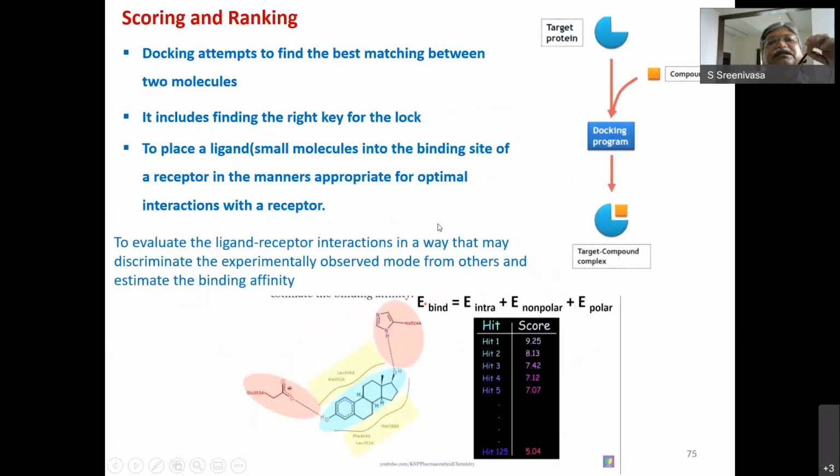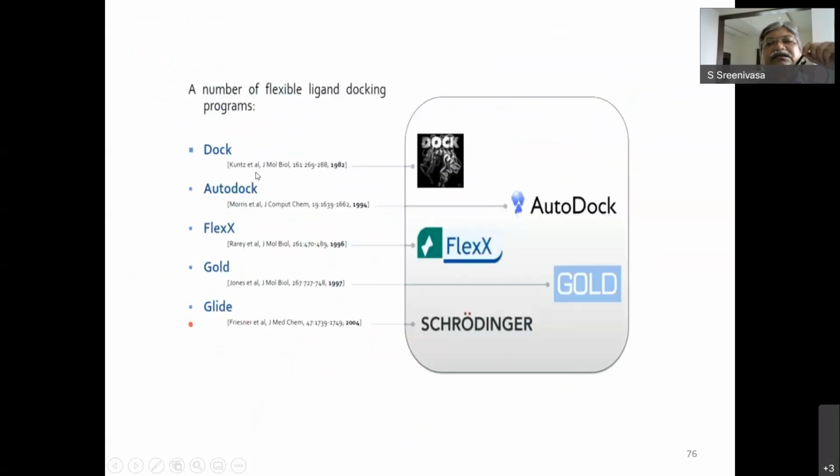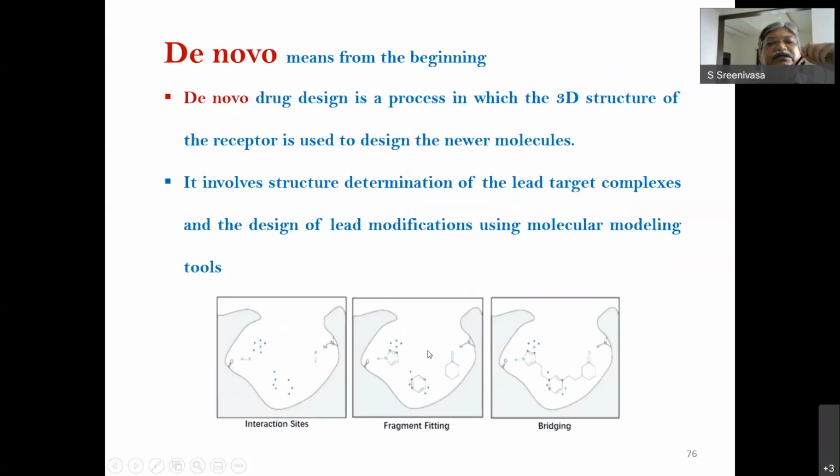Okay, so based on this scoring, this is the lock and key model. It will say how nicely it binds. These are the scorings, right? These are the softwares which are available: Dock, AutoDock, FlexX, Gold, Glide. Some of these softwares are free, and some are paid versions. You have to purchase the software to use it. Okay.